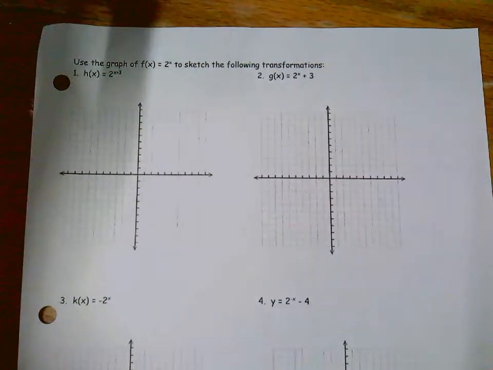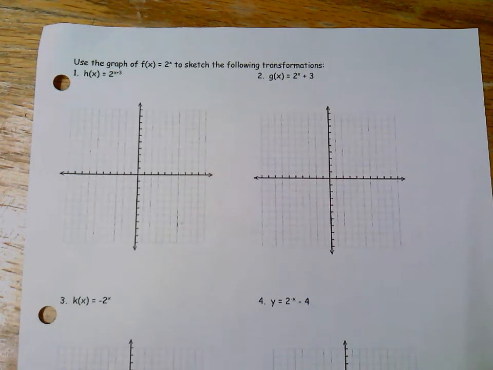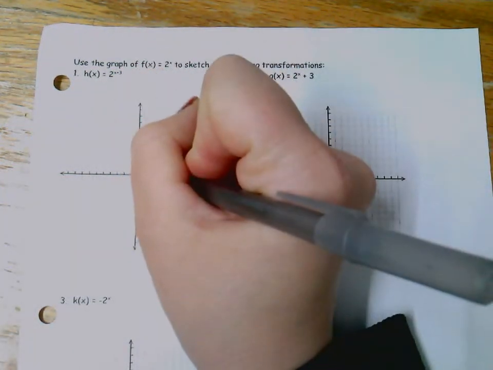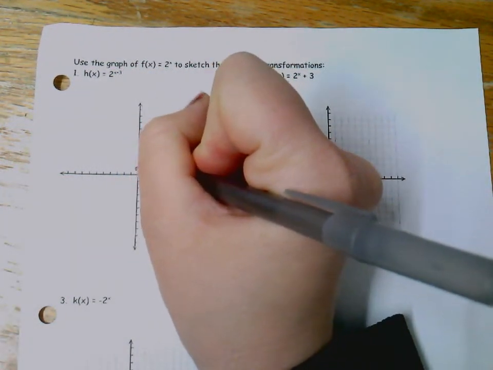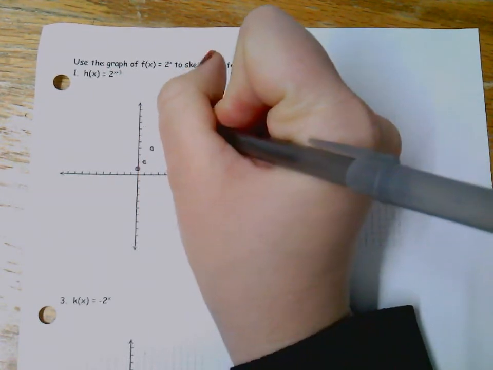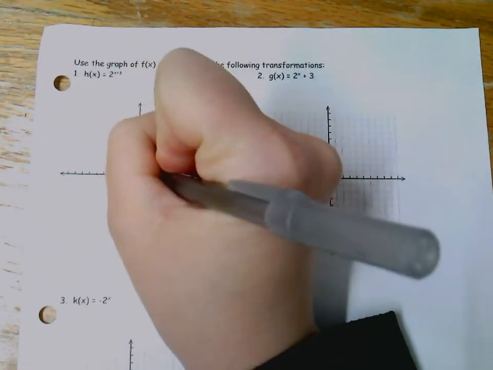So it says use the graph of 2 to the x to sketch the following transformations. So my recommendation is on all of these graphs, we sketch the parent function. And we have the parent function on the other page. It was (0, 1), (1, 2), (2, 4), (3, 9), (-1, 1/2), (-2, 1/4).